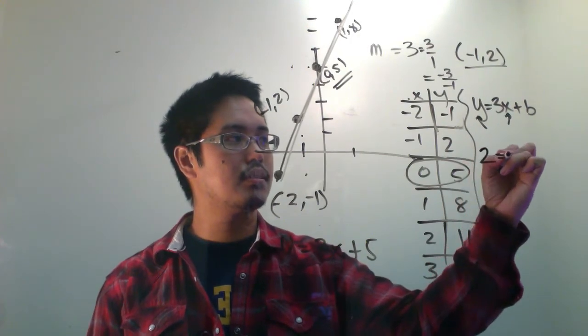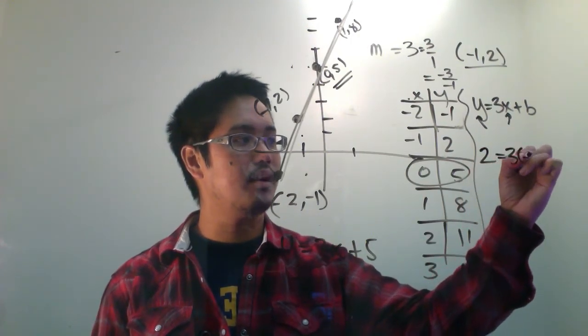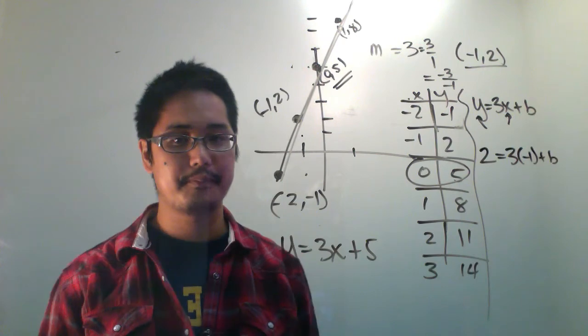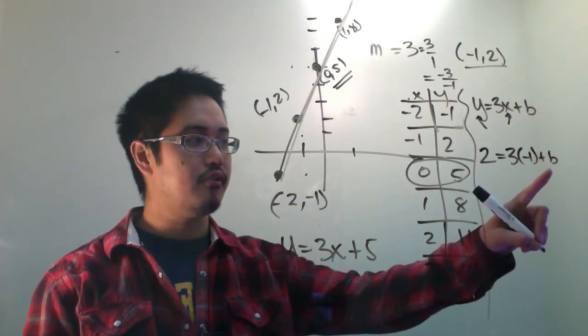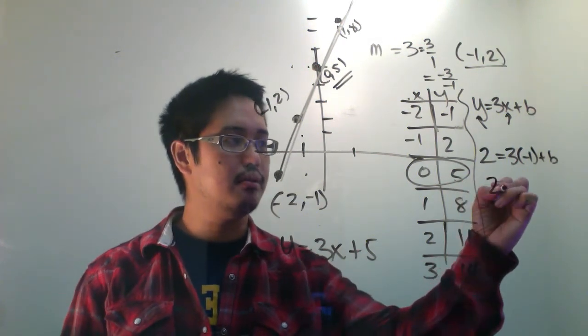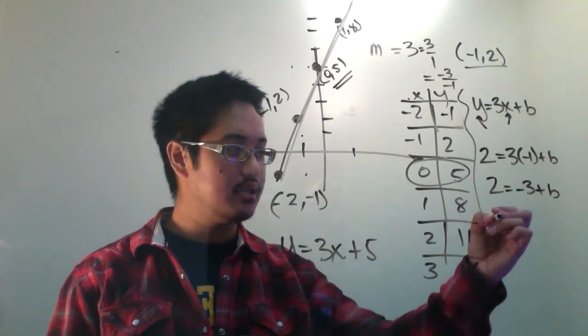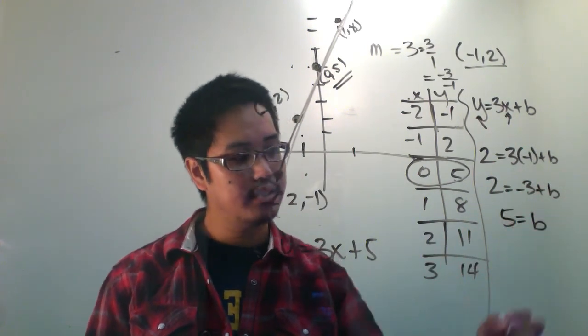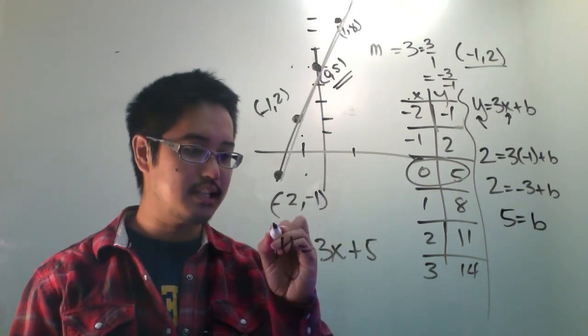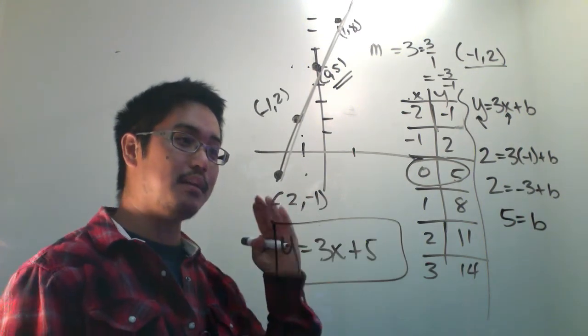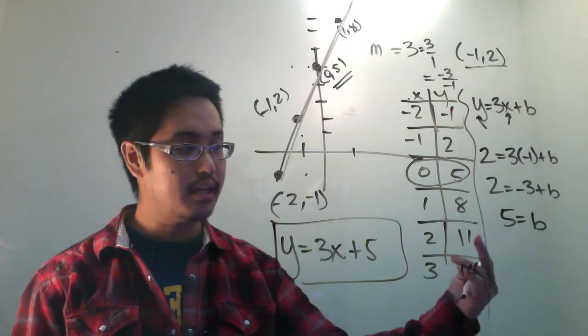So 2 equals 3 times negative 1 plus b. Now if I want to solve for b, I've got 2 equals negative 3 plus b. Add 3 to both sides, and you get 5 equals b. Hey, that's the exact same answer that I figured out without having to make a table, without having to make a graph. I can just do it straight over here.